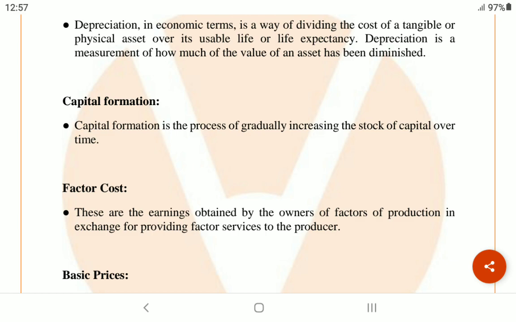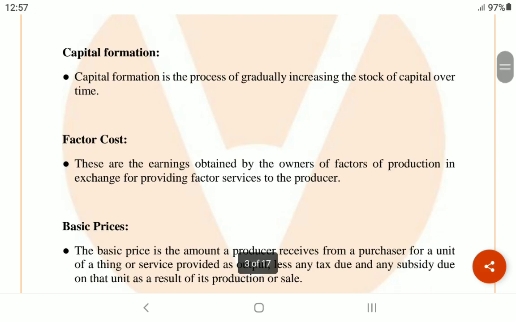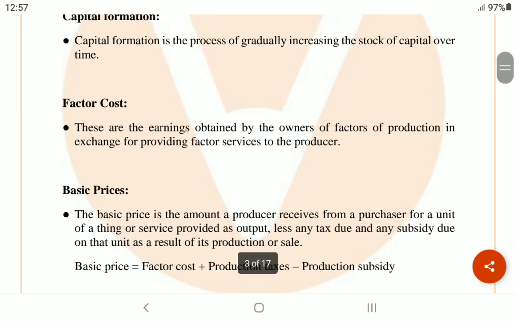Next is factor cost. These are the earnings obtained by the owner of factors of production in exchange for providing factor services to the producer. Factor cost is also one mark they may ask.